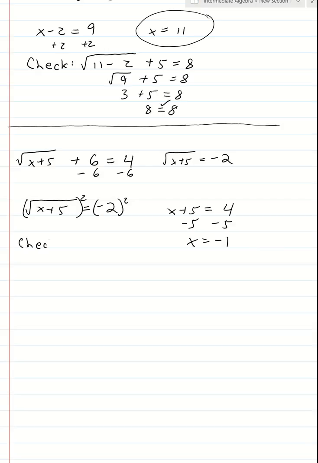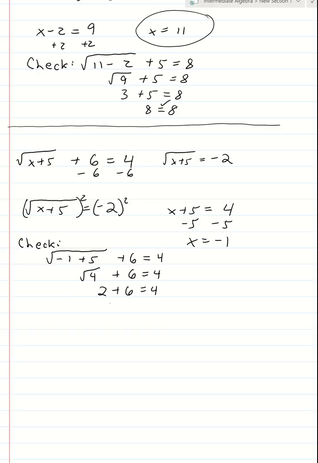So I'm going to go back to my original equation, and I want to see that if I take the square root of negative 1 plus 5, and if I add 6 to it, does that in fact equal the 4? Well, let's take a look and see. The square root of negative 1 plus 5 is the square root of 4. Plus 6, does that equal 4? Well, the square root of 4 is 2. Plus 6, does that equal 4?